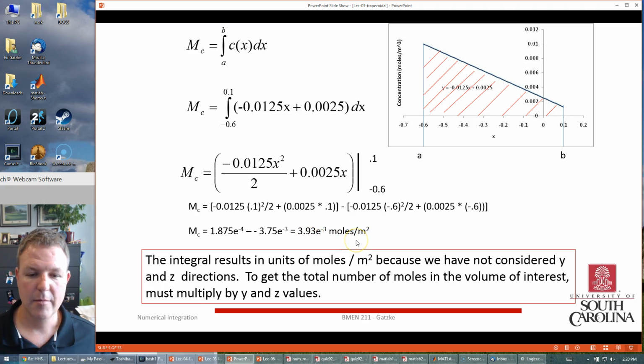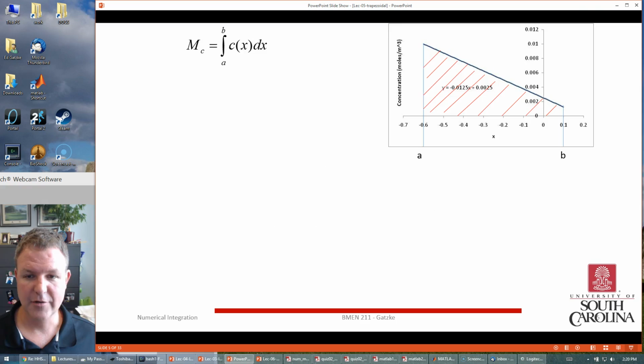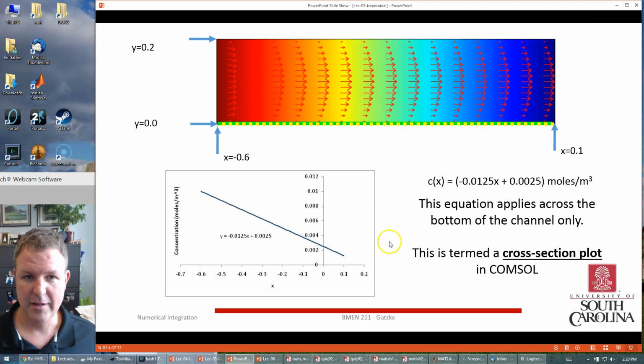Now why is it moles per meter squared? Well, if you multiply concentration times length, you're going to get basically moles per meter squared. It's a little confusing to think about that, but that's called a flux. Actually, it's not a flux because it's not per time, but it's basically moles per meter squared. But if you want to figure out the total amount of moles at that location, you'd have to go back to the geometry and think about this.